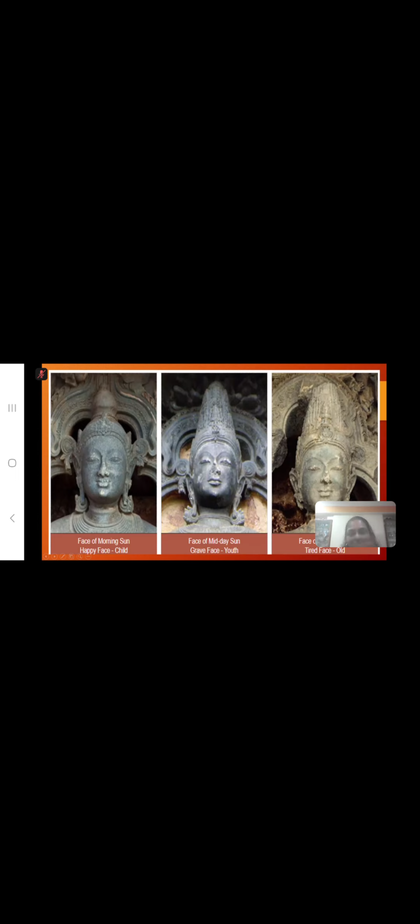So just the way a man is born youthful and a child, and then you become a teenager and adult, and eventually one becomes old, and then you're reborn again. So this is the cycle they have tried to show in the faces of the Adityas, the 12 Adityas. Now, we have to remember that the temples are depicted in two kinds.